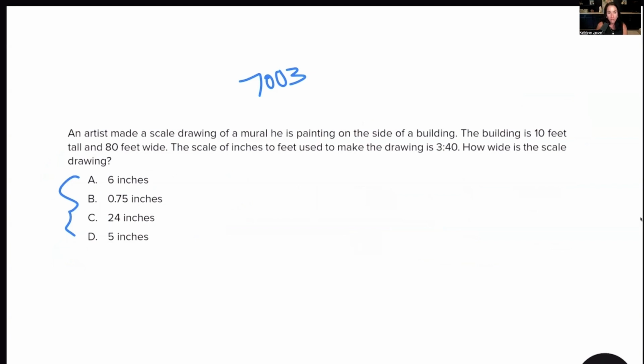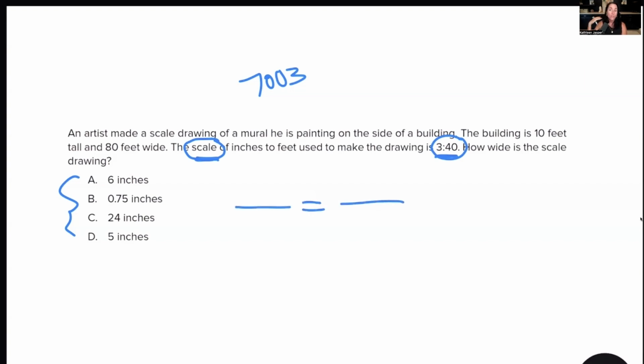An artist made a scale drawing of a mural he is painting on the side of a building. The building is 10 feet tall and 80 feet wide. The scale of inches, this is important, scale of inches used to make the drawing is 3 to 40. How wide is the scale drawing? Okay, this is a proportion. How do I know that? I have the term scale and I have this ratio. Whenever we're given that, we know we can set up a proportion. So what I like to do is set up two fractions equal to one another and solve.